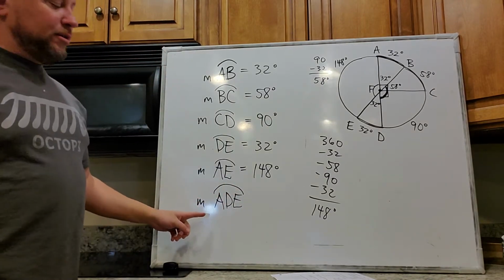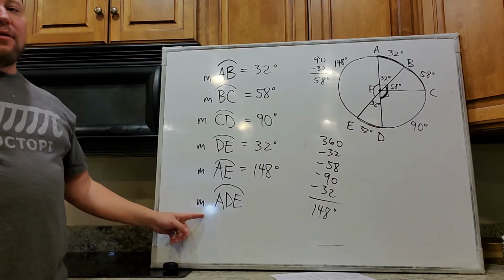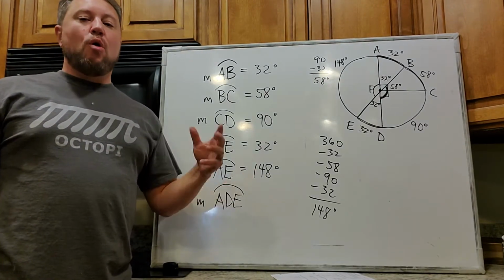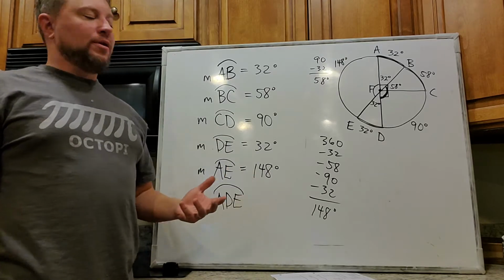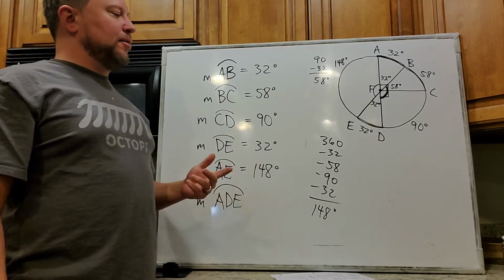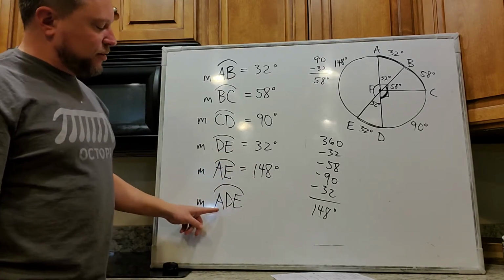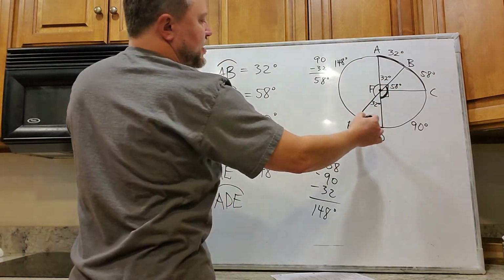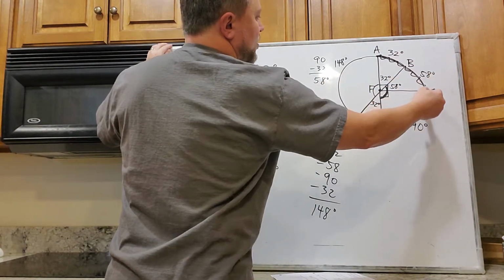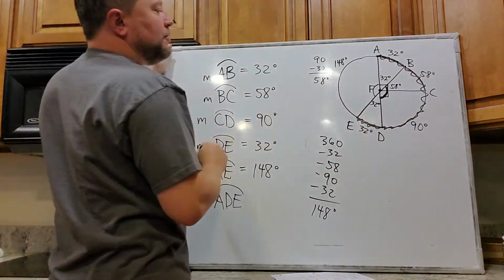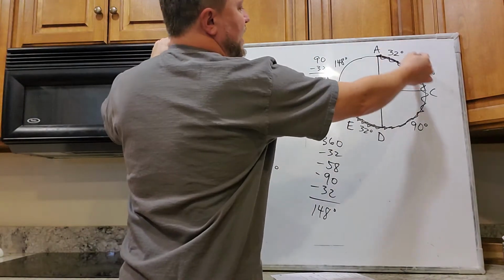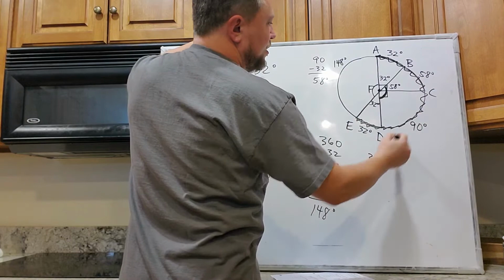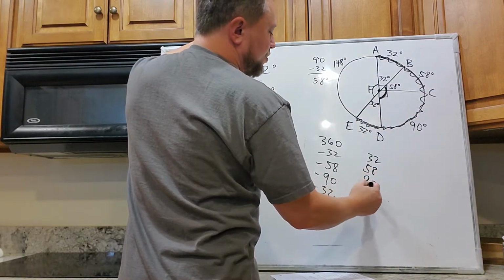Now, major arcs, you'll notice, use 3 letters. If you forget, a major arc is any arc that's more than half the circle, or in other words, more than 180 degrees. If you follow those letters in that order, ADE, you'll see that arc goes all the way to there. So you could simply add up a 32, a 58, a 90, and another 32.